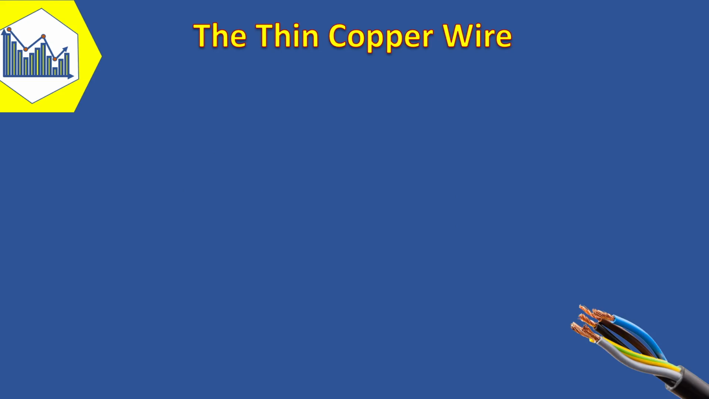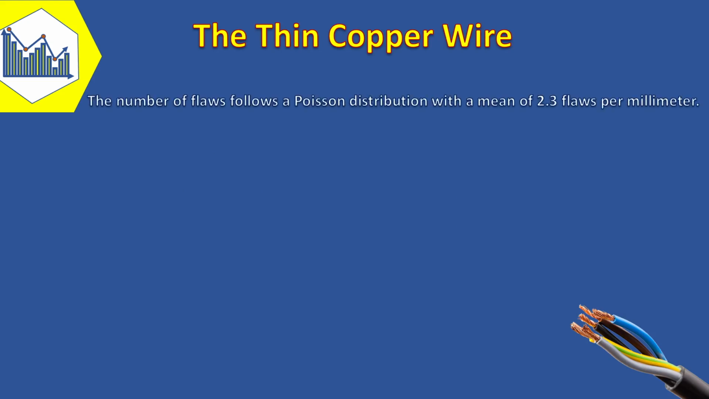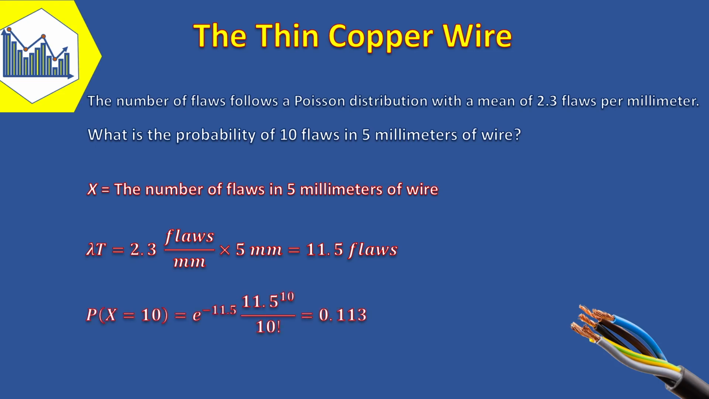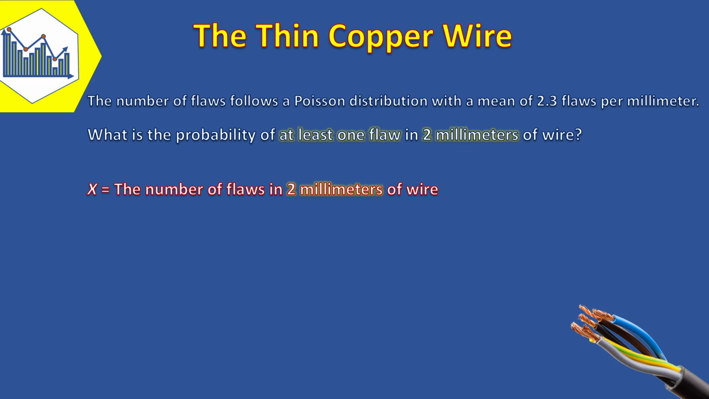For the case of the thin copper wire, suppose that the number of flaws follows a Poisson distribution with a mean of 2.3 flaws per millimeter. What is the probability of 10 flaws in 5 millimeters of the wire? Let x denote the number of flaws in 5 millimeters of wire. Then x has a Poisson distribution with lambda t equals 2.3 flaws per millimeter times 5 millimeters, which is equal to 11.5 flaws. Now, if we plug the numbers into our formula, the probability of x equals 10 is e to the power of minus 11.5 times 11.5 to the power of 10 over 10 factorial, and that is equal to 0.113.